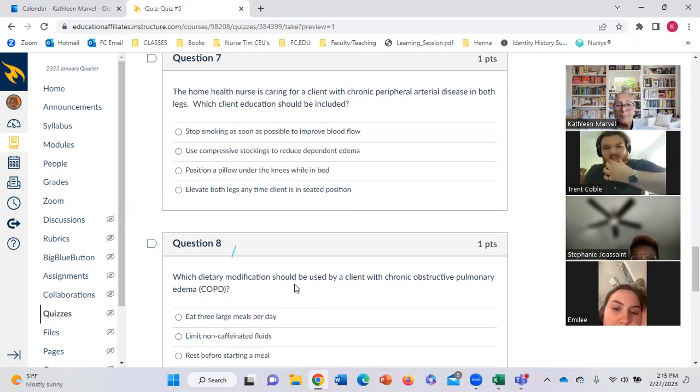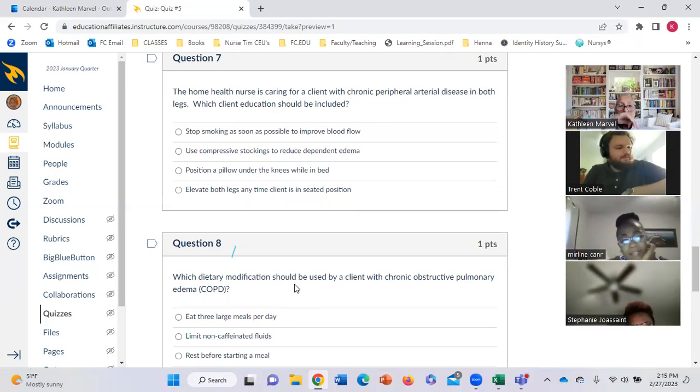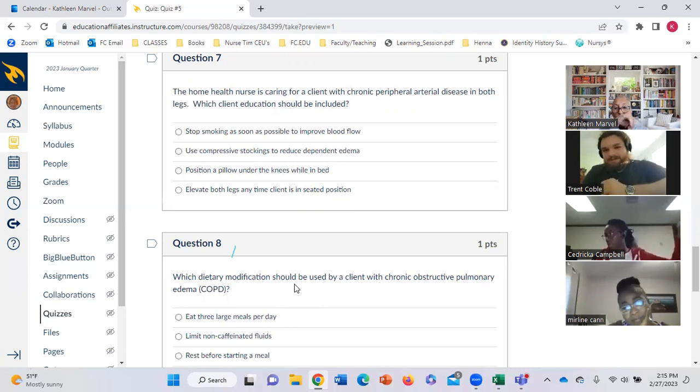Why? Why isn't it B? Because I think you can use a stocking for swelling too, right? But smoking causes vasoconstriction. So if you stop smoking, it dilates the blood vessels and blood flow will increase. Bingo. It seems like any question that has stop smoking as an option, that's usually the answer. Good point. Everybody understand why A is the correct answer?